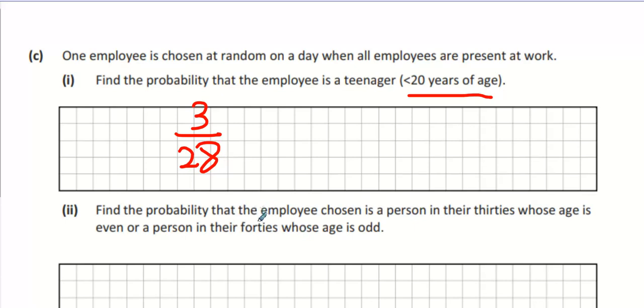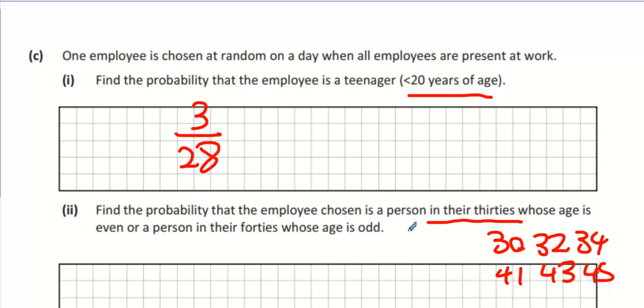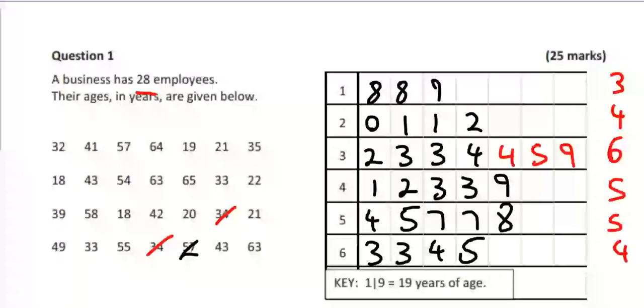Okay. Find the probability that the employee chosen is a person in their 30s whose age is even. Whoa. Okay, let's read this again. Person in the 30s, even, and in the 30s, yeah? So like 30, 32, 34, something like that. Or 40s and odds. So an odd 40 or an even 30. Let's find out. Even 30: 1, 2, 3. Odd 40: 1, 2, 3, 4.